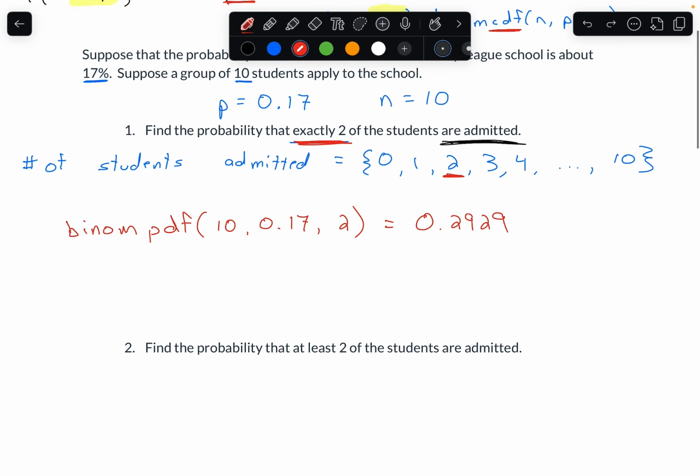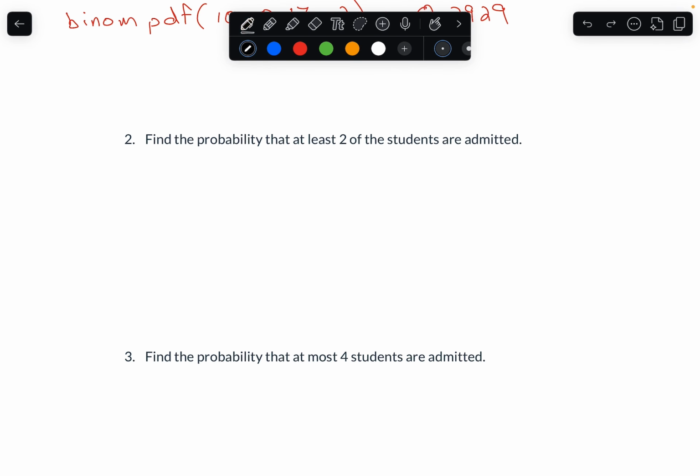Let's take a look at another example here. In number 2, this is the same example that we looked at in the last video. Find the probability that at least 2 of the students are admitted. So again, here we have at least 2, meaning we're going to have more than one outcome that we want to think about. We're going to have more than one case that we need to consider. Now, in the last video, we had to get creative. We used the complement, and we're probably still going to use that here. But we ended up having to do our binomial probability formula multiple times.